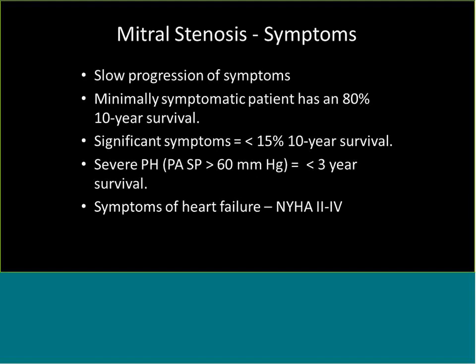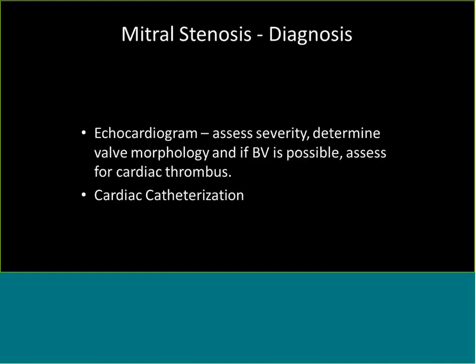Patients with severe pulmonary hypertension, so a pulmonary arterial systolic pressure of greater than 60, that's pretty darn high, have less than a 3-year survival rate, and that makes sense. And then these patients will have symptoms of heart failure, New York Heart Association class 2 to 4 symptoms.